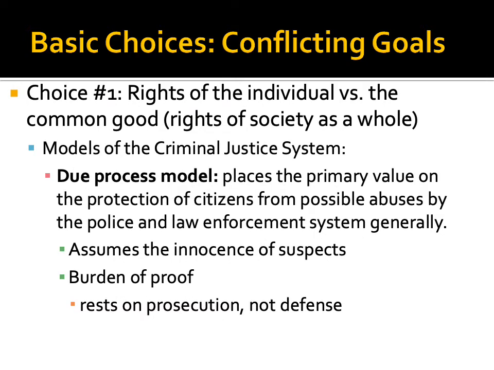And so there are a couple models of criminal justice that are shown in these different rights, right? There's the due process model and the crime control model. The due process model places the primary value on the protection of citizens from possible abuses by the police and law enforcement systems generally, right? This assumes suspects are innocent. The burden of proof rests on the prosecution, not the defense. The due process model, as you hopefully learned in intro, makes it as difficult as possible to secure a conviction, because the rights of the individual are the most important rights there are.